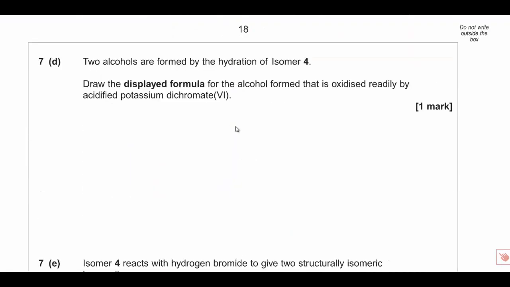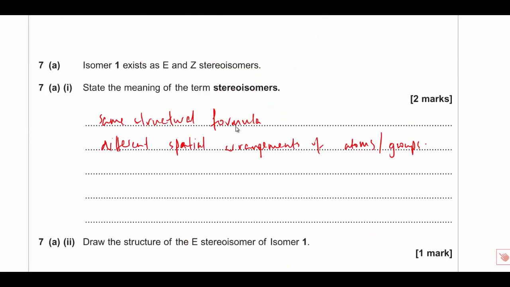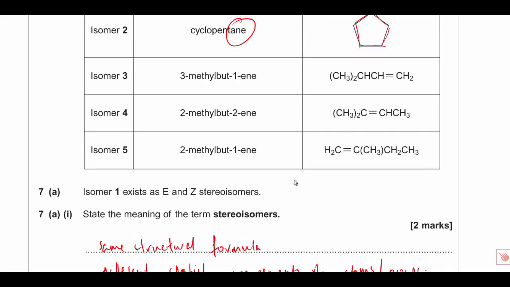It's continuing. 2 alcohols are formed by the hydration of isomer 4. Draw the displayed form of the alcohol that is oxidized readily. Right, let me try and get my head around this question. 2 alcohols are formed by the hydration of isomer 4. Let's have a look at isomer 4. That's probably going to make more sense. Isomer 4, where are you? Isomer 4. 2-methylbutene. So we'll draw it down here. 1, 2, 3, 4.